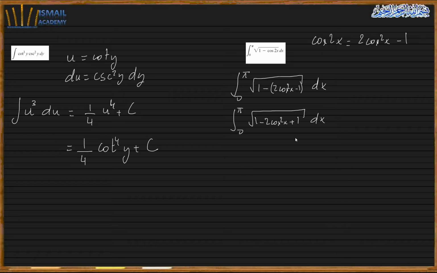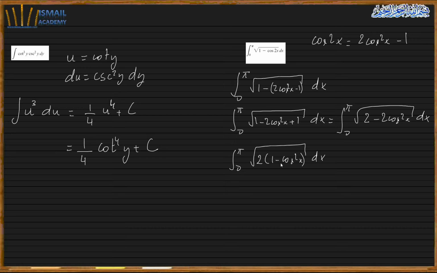So here I will have 2, so square root of 2 minus 2 cosine square x dx. I take 2 as common factor, so it's going to be square root of 2 times (1 minus cosine square x) dx, so 2 I can put it out, so it's going to be square root of 2, and 1 minus cosine square is sine square, so I will have integral from 0 to pi square root of sine square x dx.